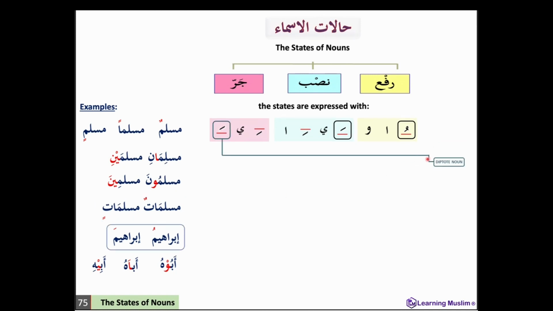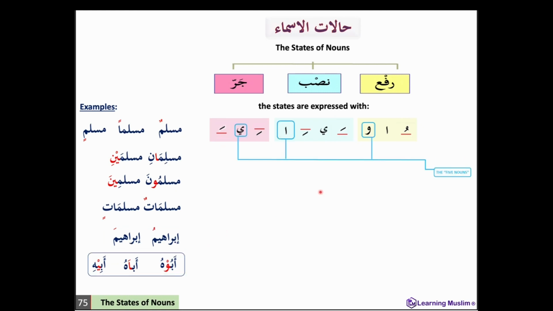Then if we have a diptote noun, in that case the default remains dhamma for raf and fatha for nasb, but for jar it will be expressed with a fatha also. For example, Ibrahimu and Ibrahima for nasb and jar.